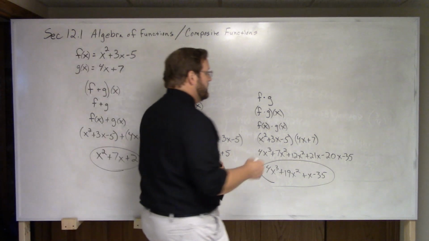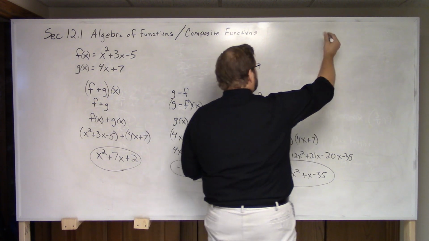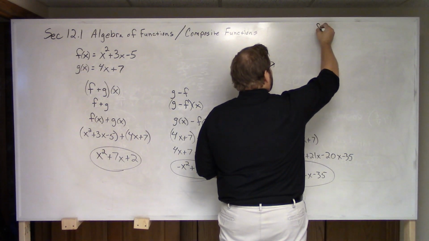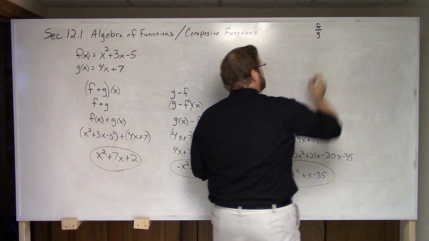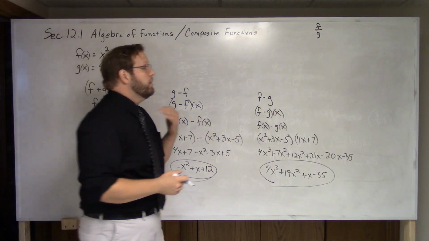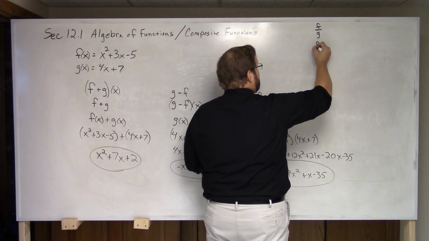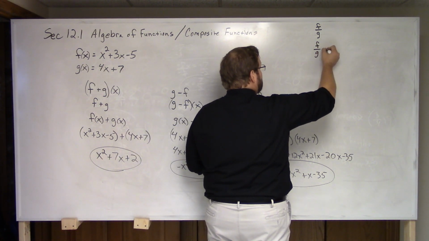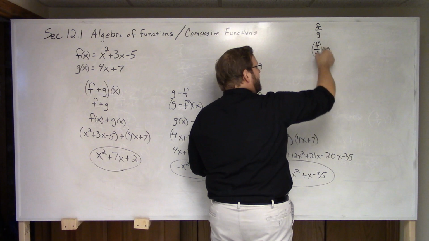Last thing would be division. Let me come up here. So that would be f over g. Typically that's going to be presented to you as a fraction. Now what I would then do is, again, I can sometimes see it like this. You don't have to write it as those two.